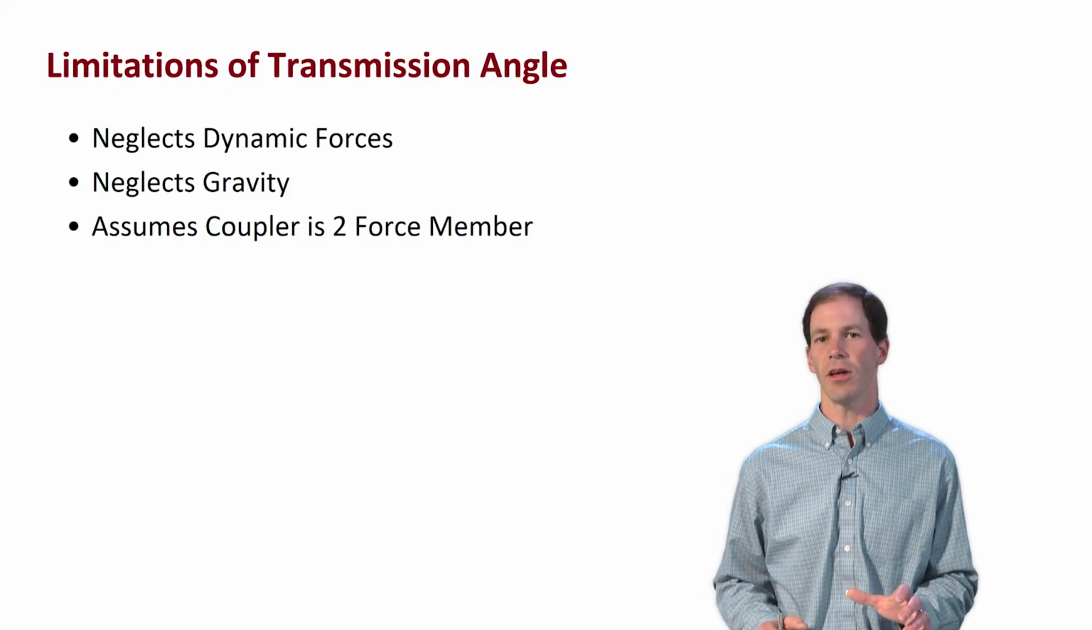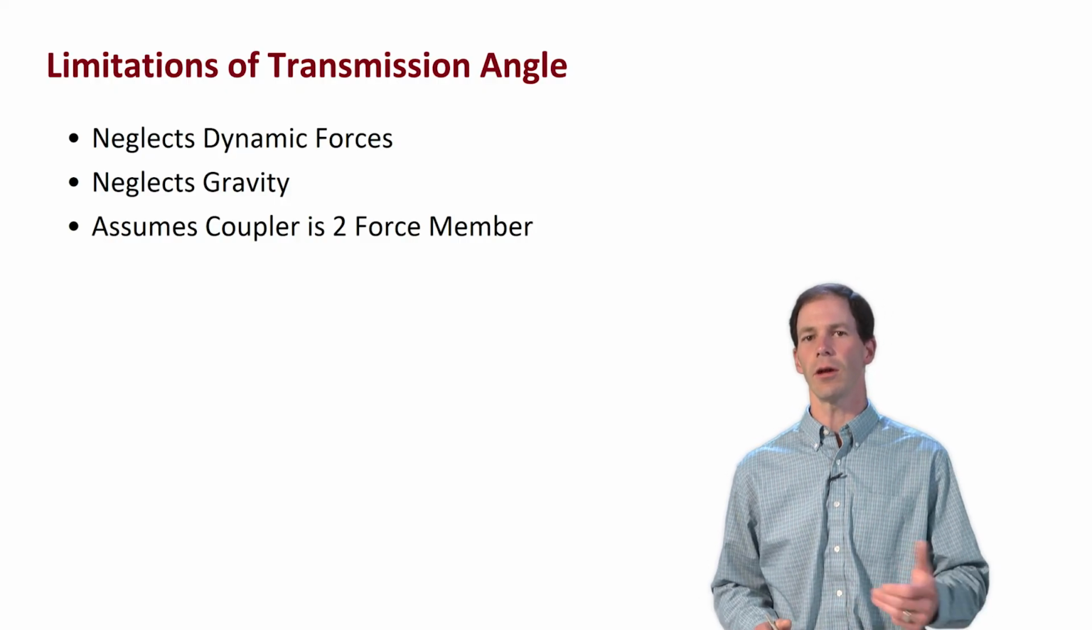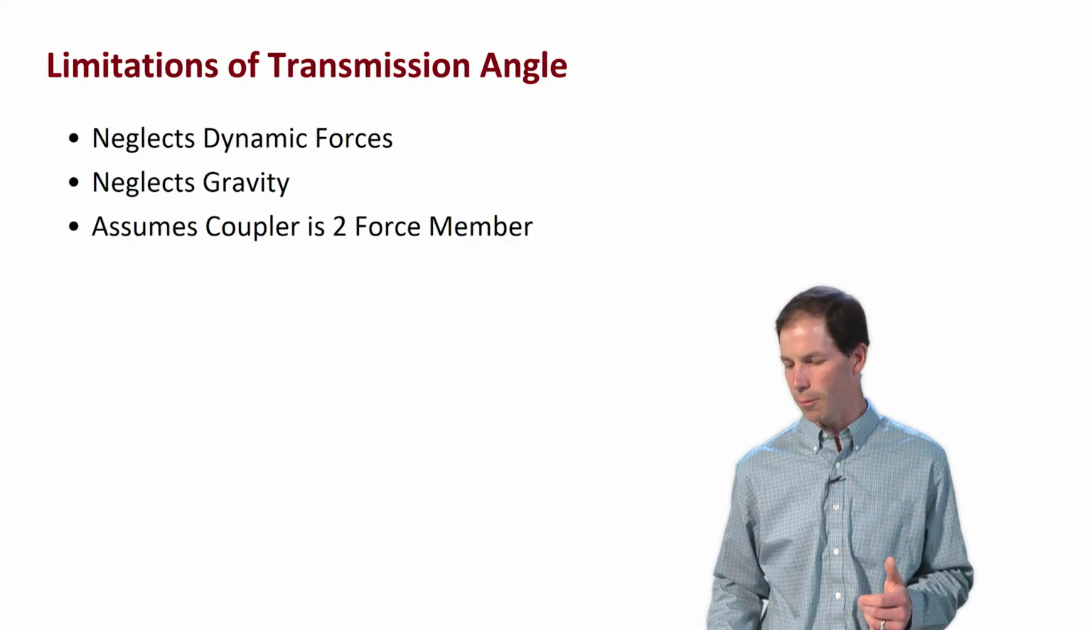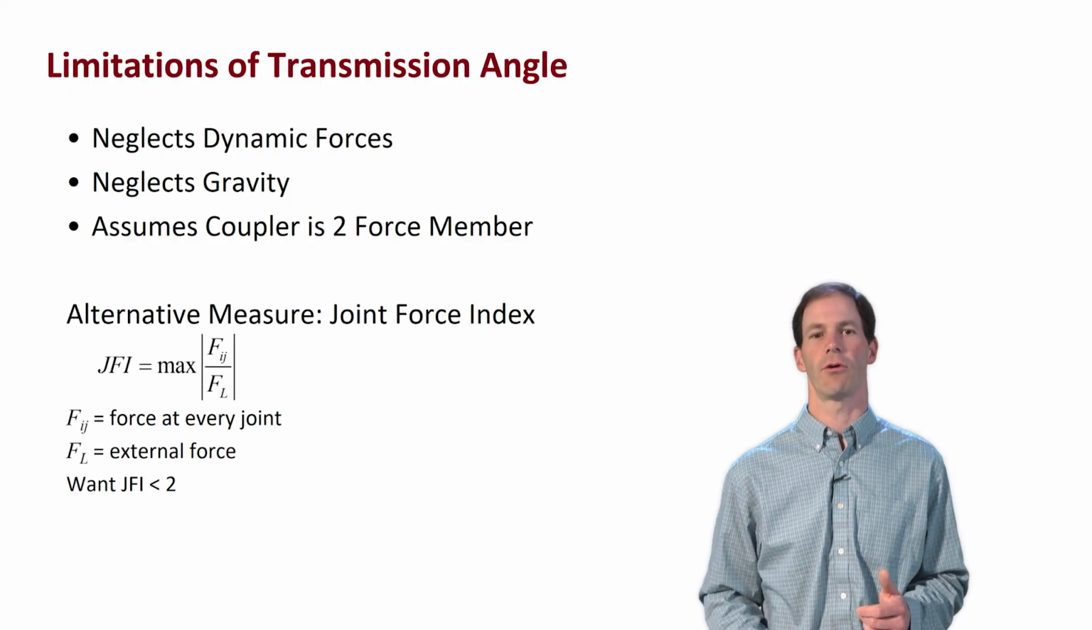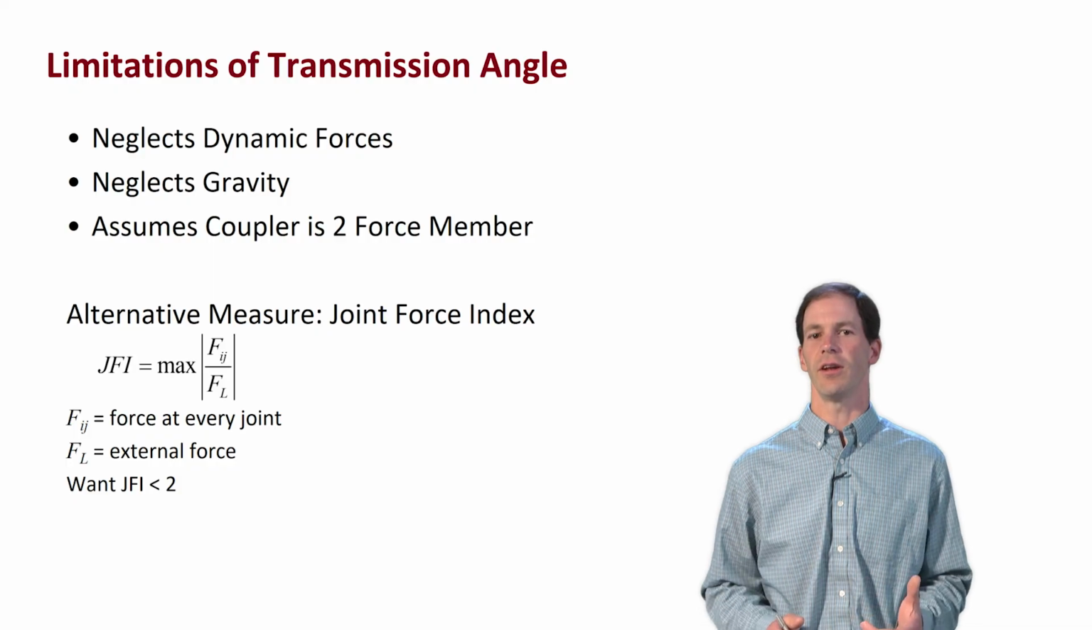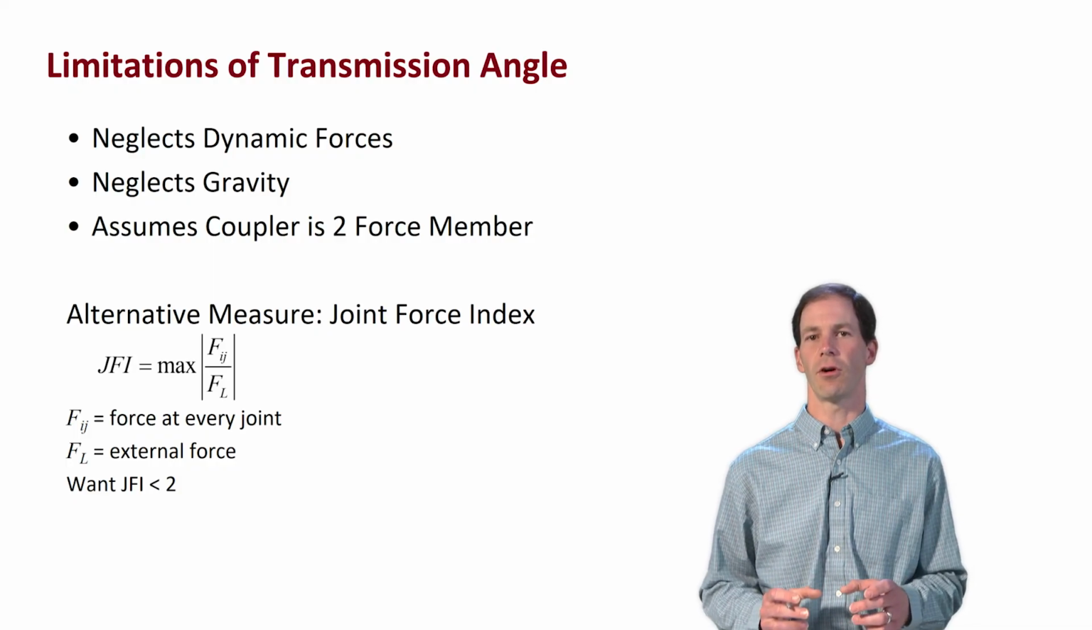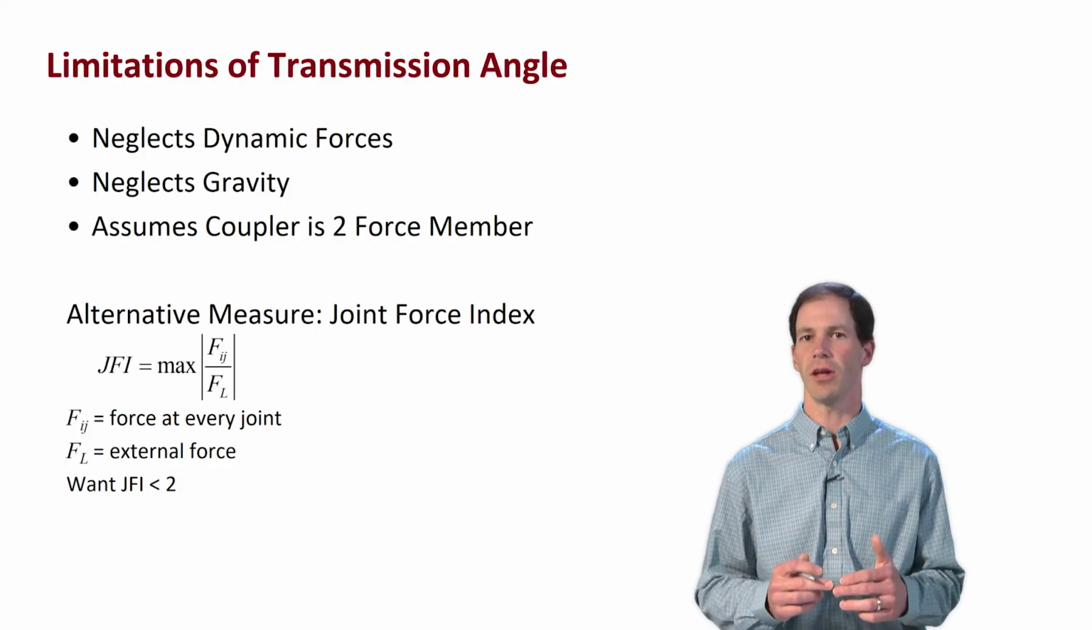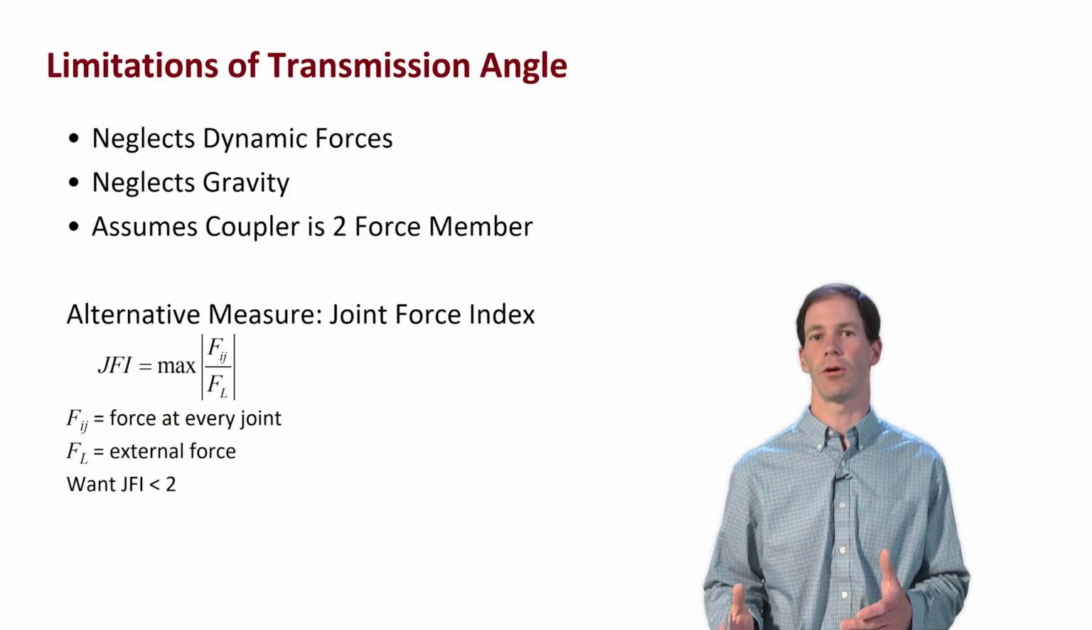Now, with that said, there is another tool that you can use to do a little bit better job of analyzing how well a mechanism will work. And this is called the joint force index. The joint force index is basically looking at what is the force at each one of the joints, so each one of the pin joints, and comparing that to the external load on the mechanism.